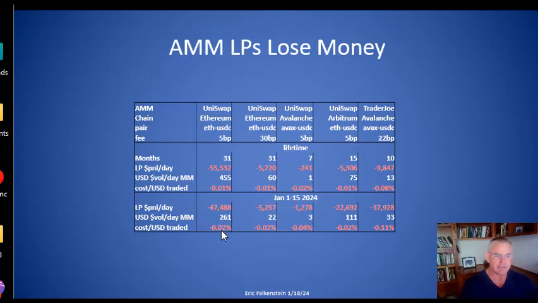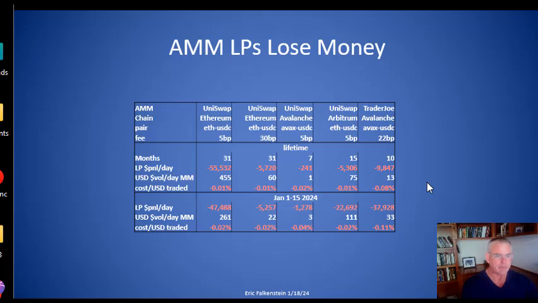If you look at it in January, it's the same thing. It's 2 to 11 basis points, but for Uniswap, it's more like 2 to 4. So they're getting killed, and it's interesting that they're losing about 1 basis point whether it's the 5 basis point or 30 basis point pool, which is curious. So let's go into how we measure these things and where I'm getting these numbers.